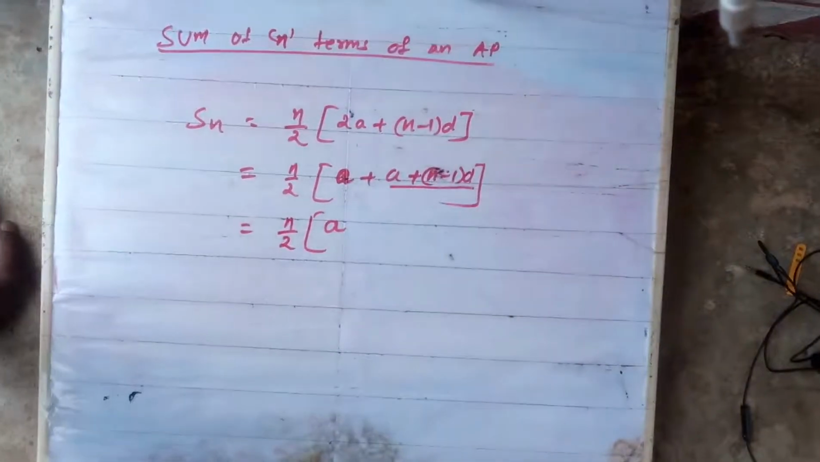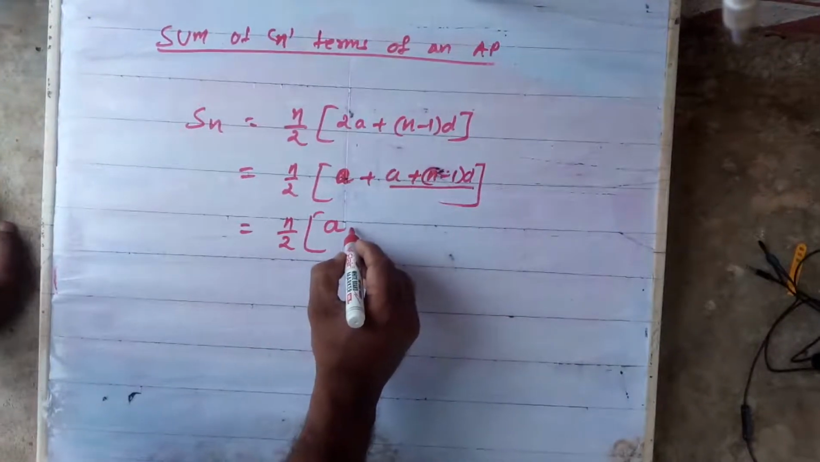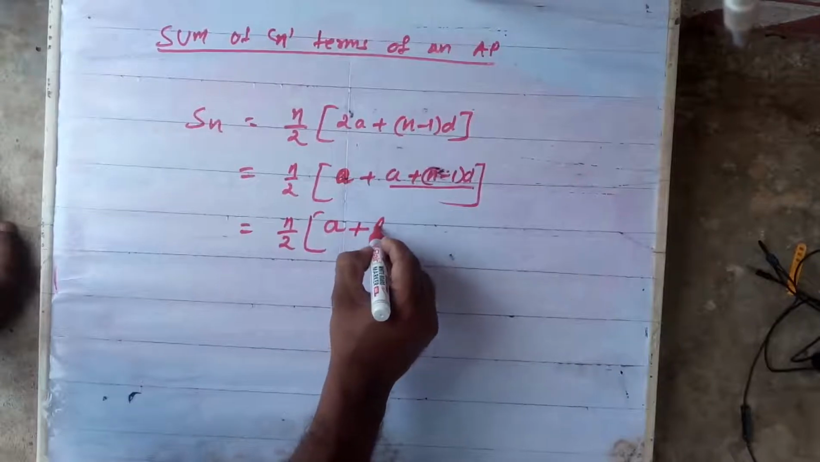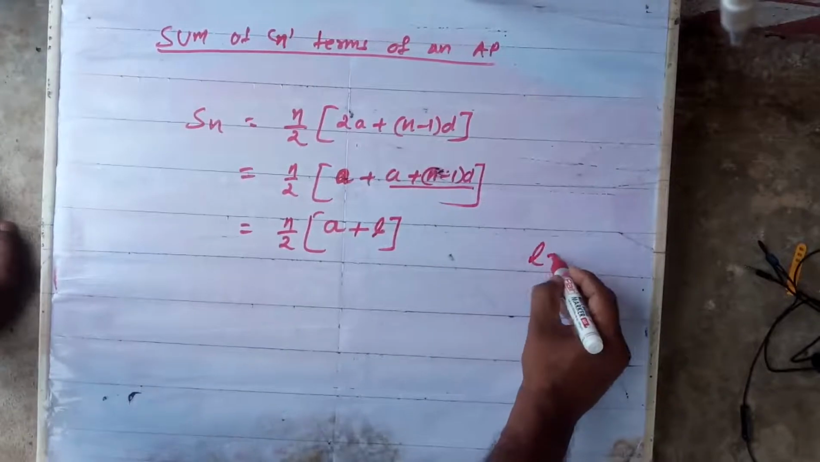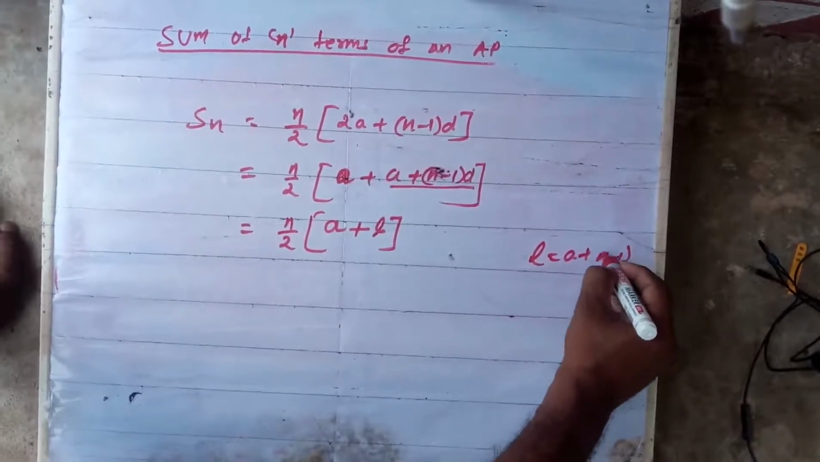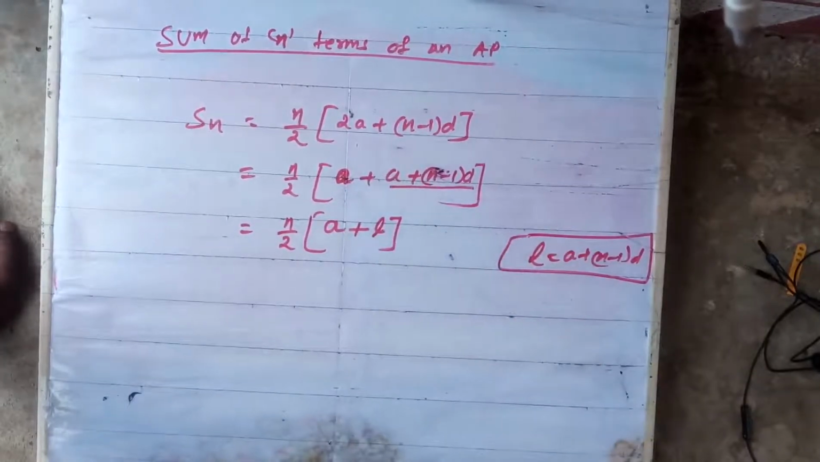Do you remember what this is? Which formula is this? This is the formula for the nth term or last term of an AP. Am I correct? Yes or no? L is equal to a plus n minus 1 into d. In the previous exercise we discussed this. Correct?